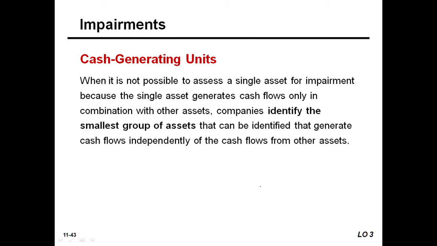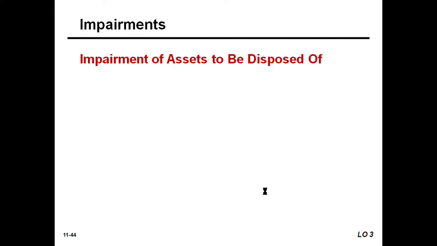Fine. So next we talk about cash generating units as a part of the impairment discussion. When it is not possible to assess a single asset for impairment because maybe a single asset generates cash flow only in combination with other assets, maybe like the example I gave you for components in the depreciation, then companies usually identify a small group of assets. They say that together they are going to generate so and so cash flow, and so you don't calculate them independently, rather you take it as a group.